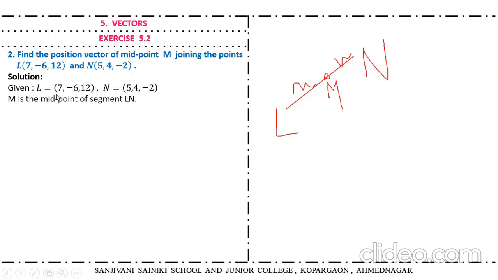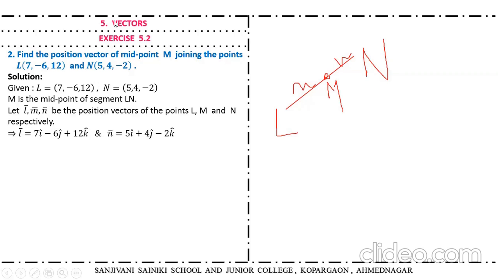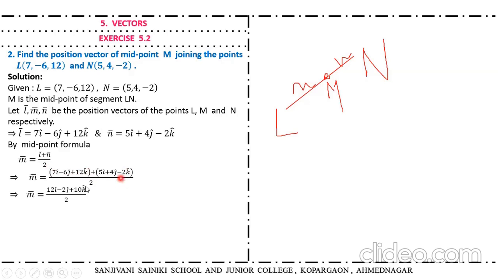What is given: L is given and N is given, and M is the midpoint of the segment LN. So let L bar, M bar, N bar be the position vectors of the points L, M, N respectively, which implies L bar is equal to 7i minus 6j plus 12k and N bar is equal to 5i plus 4j minus 2k. By using the midpoint formula, M bar is equal to (L bar plus N bar) upon 2. Put the vectors, take their addition, and you'll get (12i minus 2j plus 10k) divided by 2. Then we get M bar is equal to 6i minus j plus 5k. Therefore, the coordinates of the point M, the midpoint of the segment LN, are 6, minus 1 and 5.